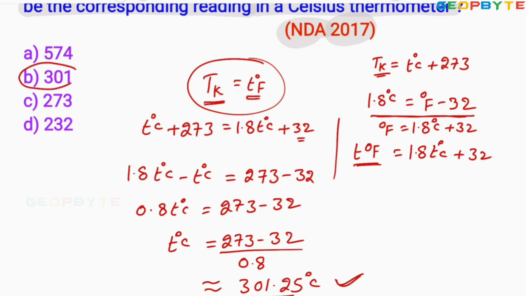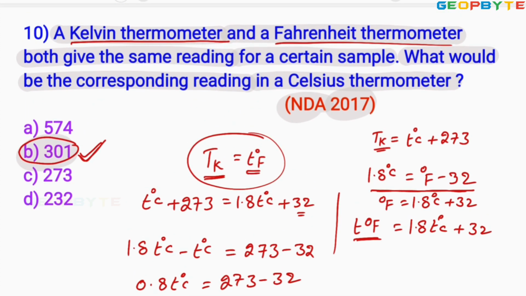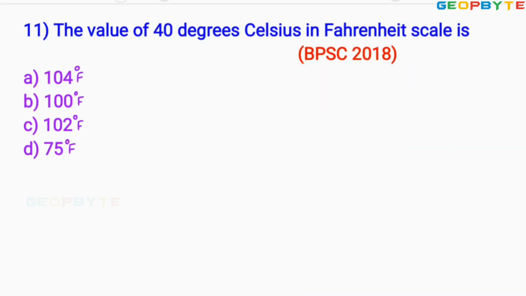Look at option B. Option B is approximately correct. I hope all of you clearly understood. This problem is a very important problem. Therefore, let us mark it as a 5-star problem. Very important problem. Let us take the next problem.